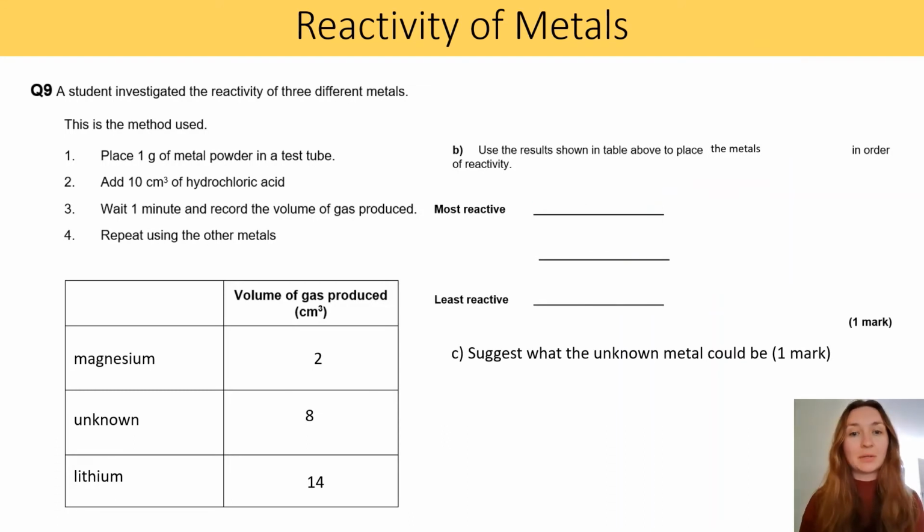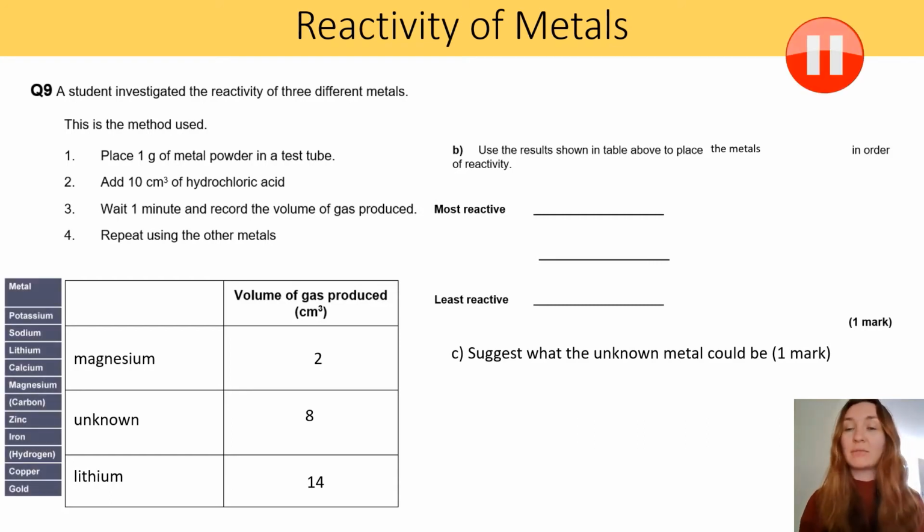Okay, very similar question again, but this time we've got an unknown metal. So when you write your reactivity series in part B, just write unknown. Part C asks you to suggest what that unknown metal could be. So I'm going to put a clue there. Hopefully you wrote down the list that you need to recall, which is that reactivity series, and see if you can work out what you think the unknown would be.